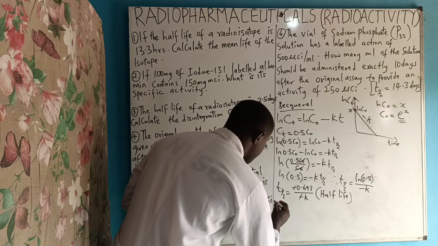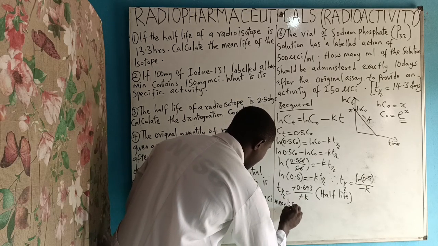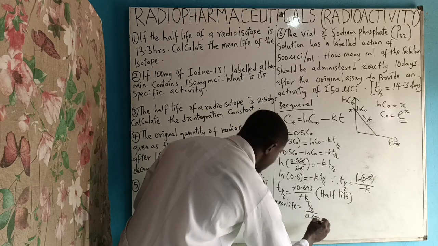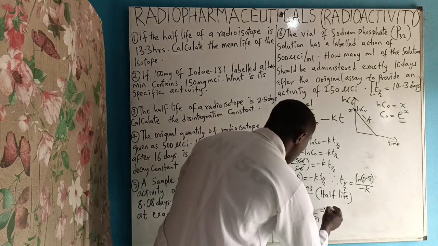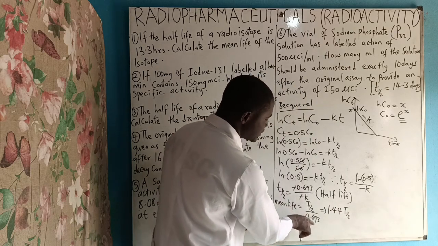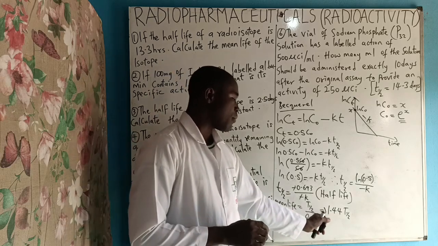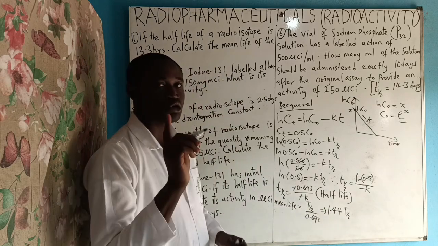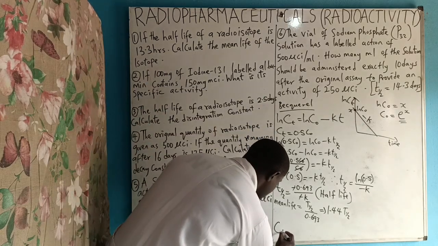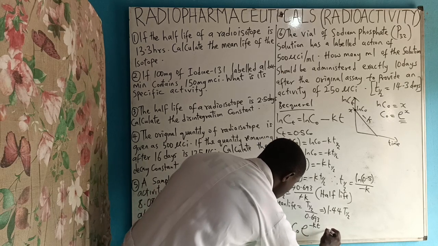What is the mean life? Mean life is equal to half-life all over 0.693, and that will give you 1.44 half-life, because the inverse of 0.693 is 1.44. So anytime they ask you to get the mean life, just take 1.44 times the half-life given to you. Okay?